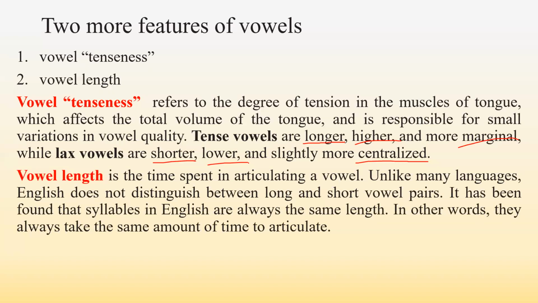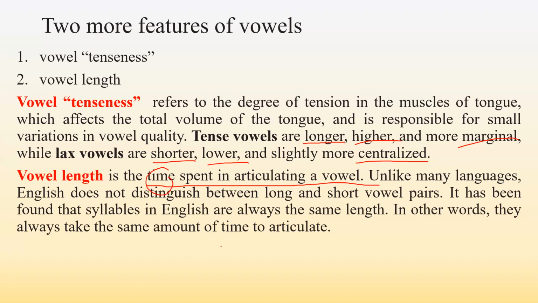Of course, particularly when we talk about the length of a vowel, we talk about the time spent in articulating a vowel. It is related to time, of course. Unlike many languages, English does not distinguish between long and short vowel pairs, right? It has been found that syllables in English are always the same length. In other words, they always take the same amount of time to articulate, right?